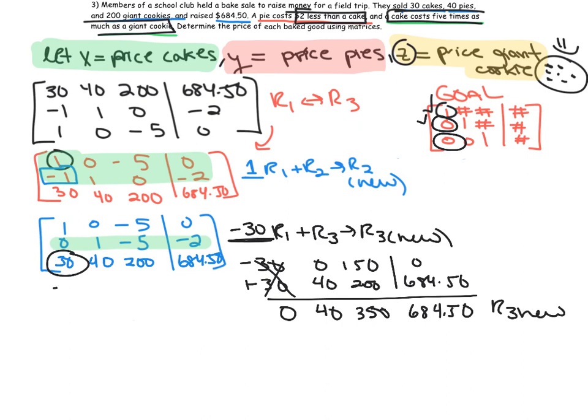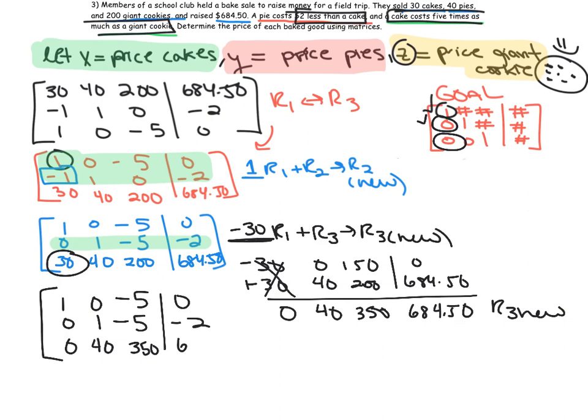All right, so let's write it out. Nothing changed about the first row. We kept that. Nothing changed about the second row. We kept that. And now our new third row is 0, 40, 350, and 684.50. All right, awesome. So now that was taken care of. So next, we want this to become a 1. And look, it already is a 1, so that's actually taken care of.